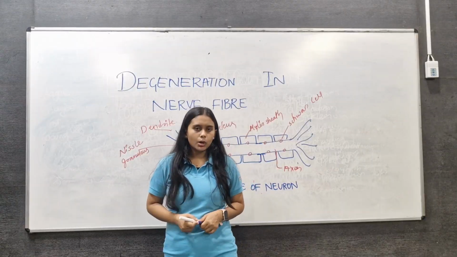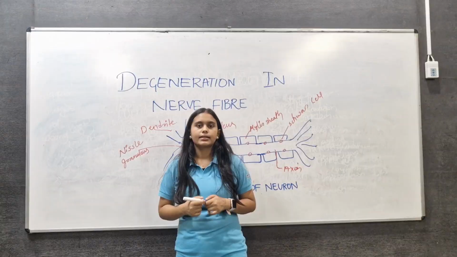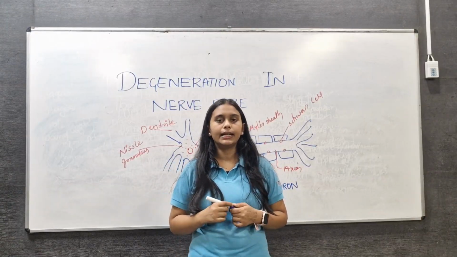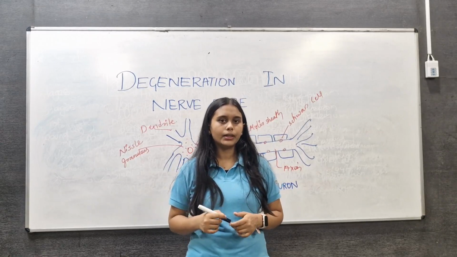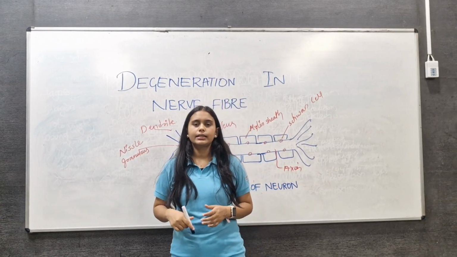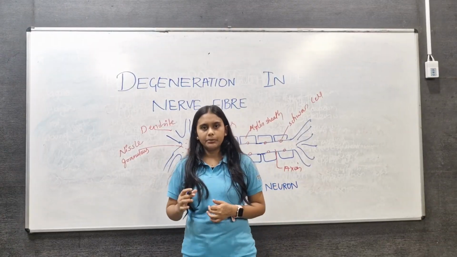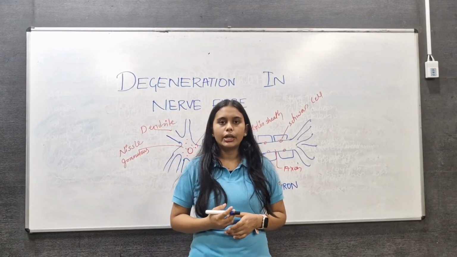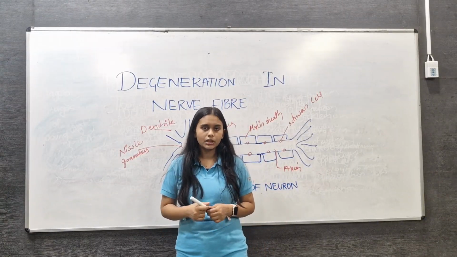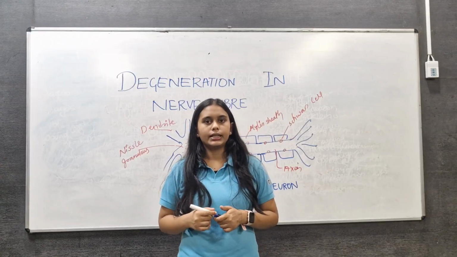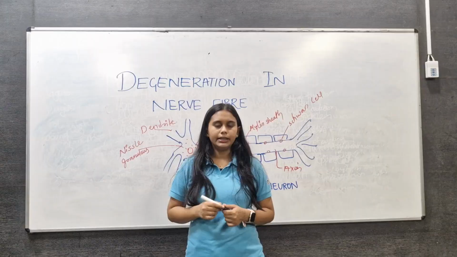Now start with our topic, degenerative changes in nerve fiber. Degenerative changes refers to the pathological changes that happen in an injured nerve fiber. When a peripheral nerve gets injured, the changes occur in the nerve cell body and the nerve fiber of the same neuron and the adjoining neuron. According to the degenerative changes, this is classified into 3 types: Wallerian degeneration, retrograde degeneration, and transneural degeneration. We will see all these 3 types in detail one by one.